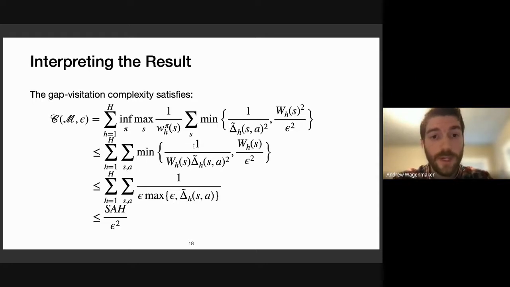But then we can upper bound this by something that doesn't contain this info over pi. Now it's the sum over all states and actions, and basically it's the minimum over the gap squared and epsilon squared, scaled by this WH of S factor, this reachability. This quantifies the fact that you always have to pay this reachability to learn an optimal action. And we can further upper bound this by something much more analogous to the complexity we get in this online to batch conversion for the logarithmic regret algorithm, which is a 1 over epsilon times gap complexity. And then we can further upper bound that by S times A times H over epsilon squared, which is this worst case style complexity.